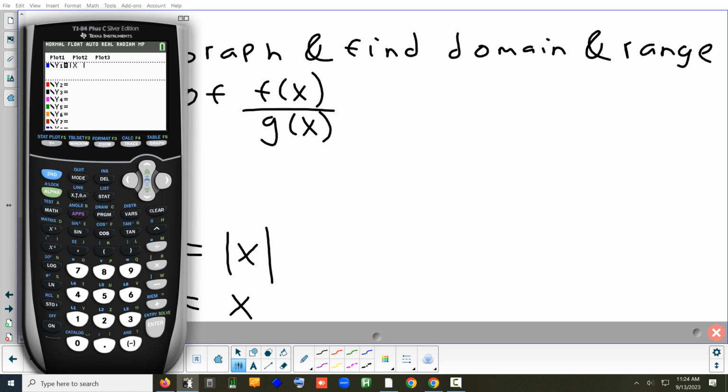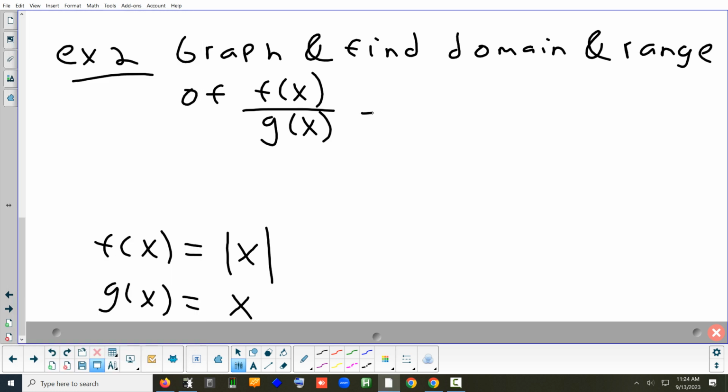So that's math and then number. And the first option is absolute value of x divided by x. Let's write it out. So it's f of x divided by g of x. When I write it out on paper, I probably wouldn't write it horizontal like that. I would write it like you see here: absolute value of x divided by x.